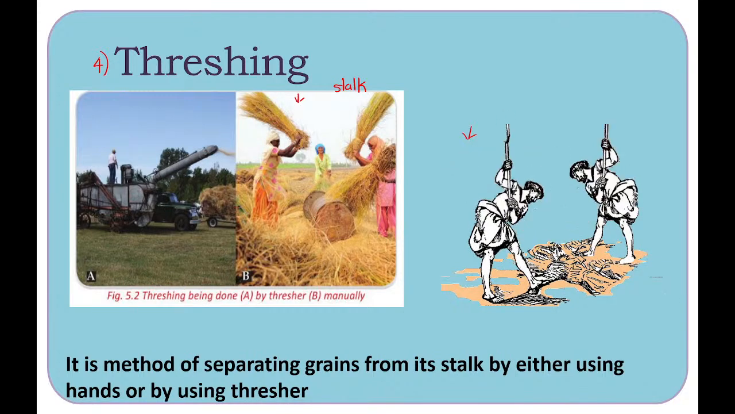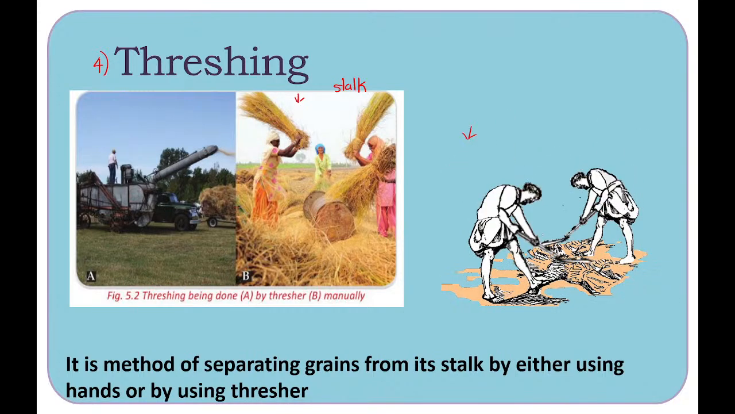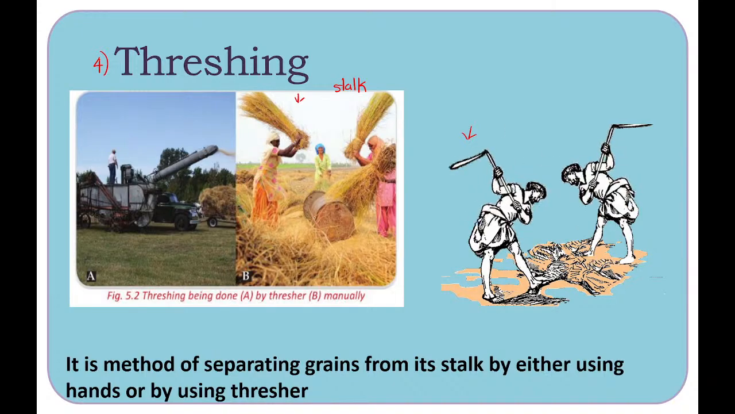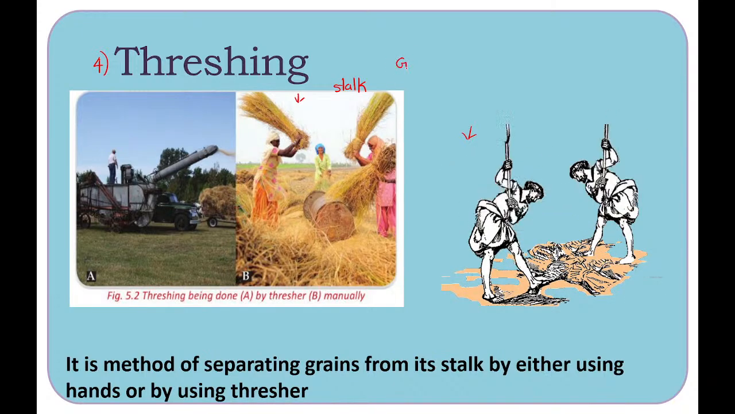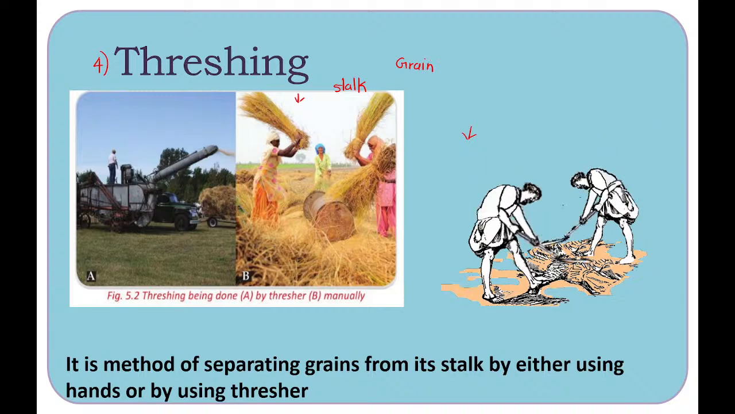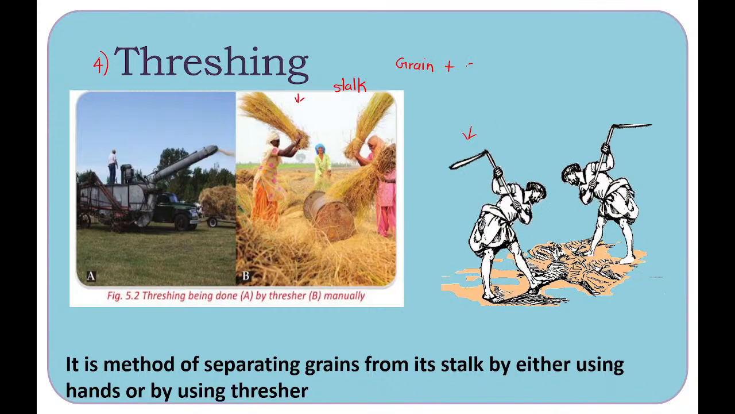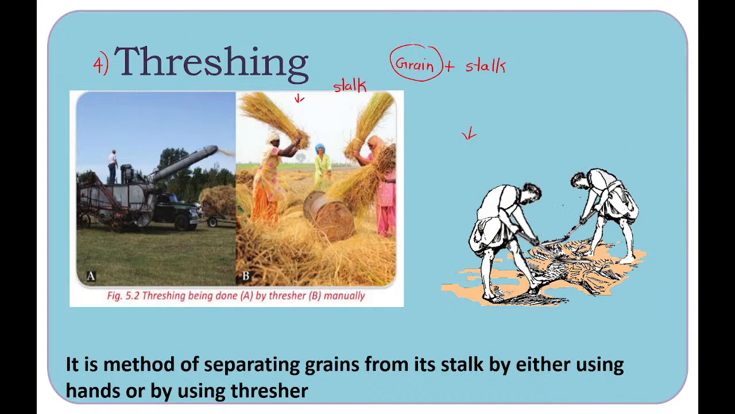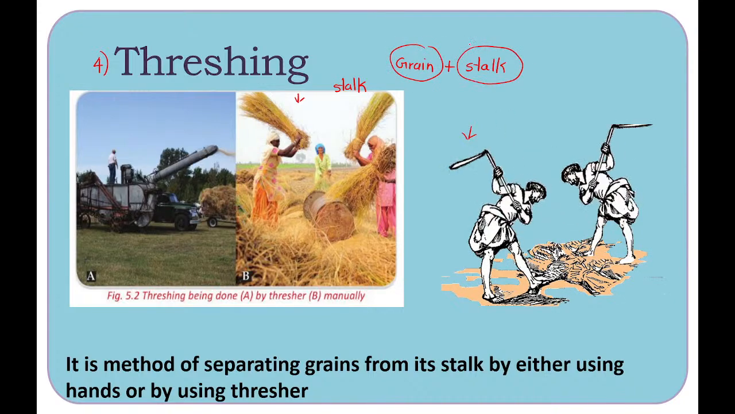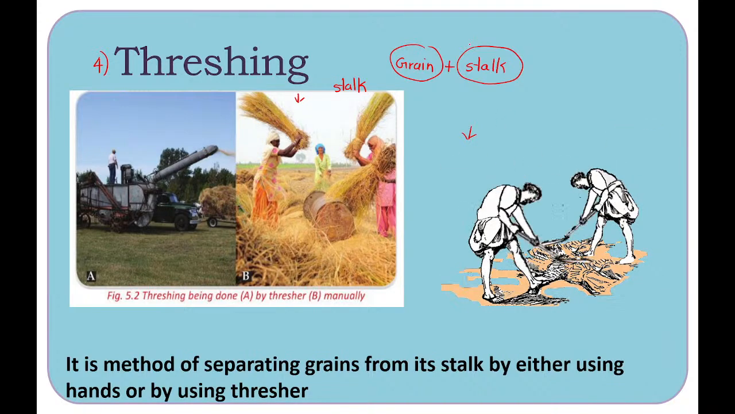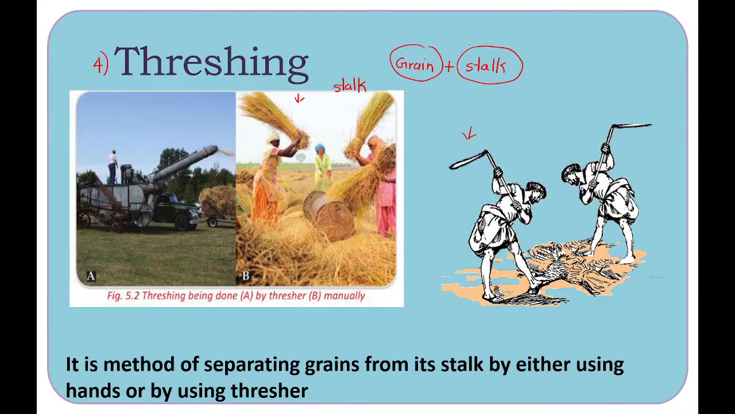Why are they doing it, and what will happen after doing it? They are separating the grains from the stalk. Grains are attached to the stalk. We want only the grains, we don't want the stalk. The stalk is a non-useful component, the grain is a useful component. To separate the grain from the stalk, we can use the method called threshing.